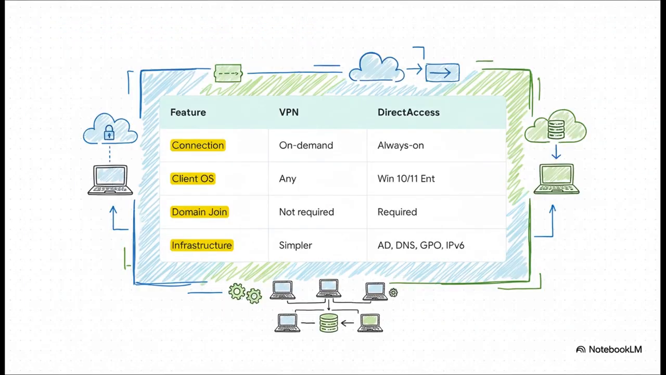And if we dig a little deeper, you can really see the differences in what you'll need. A VPN setup is, generally speaking, simpler to get going. Direct Access, on the other hand, is a lot more involved. It needs a really solid Active Directory, DNS, and group policy setup, and it's built on IPv6. So this is a huge point. Your current infrastructure is really going to influence which path is more practical for you.